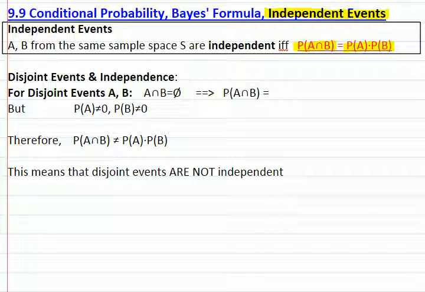Now, disjoint events are not independent, and the reason is that disjoint events have an intersection that is the empty set, and therefore the probability of their intersection is 0. But if their probabilities are non-zero, then it is not true that 0 will equal something that is non-zero.